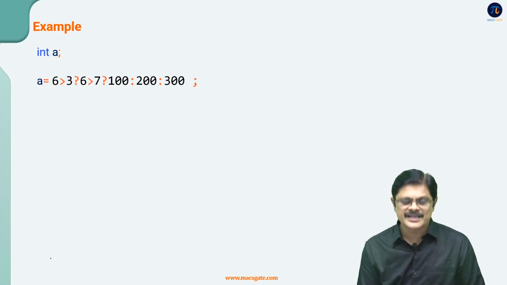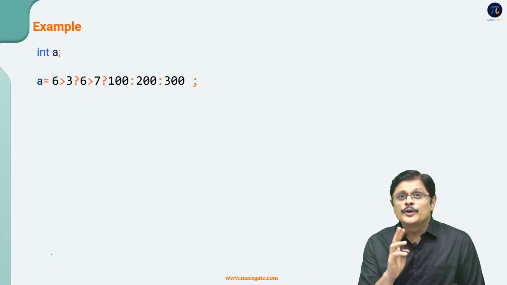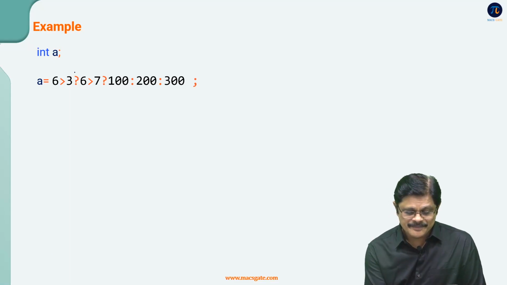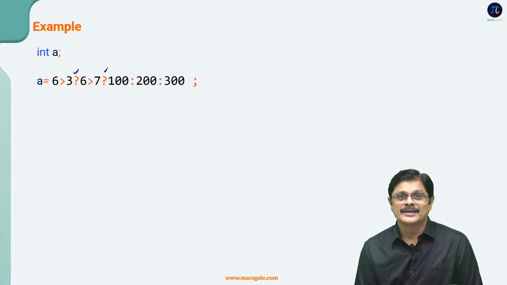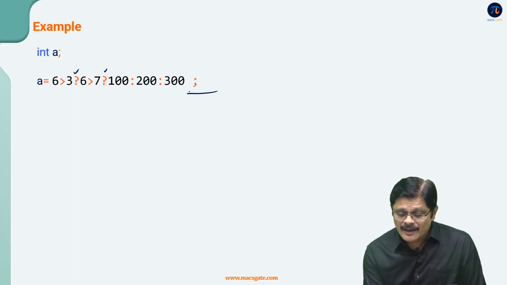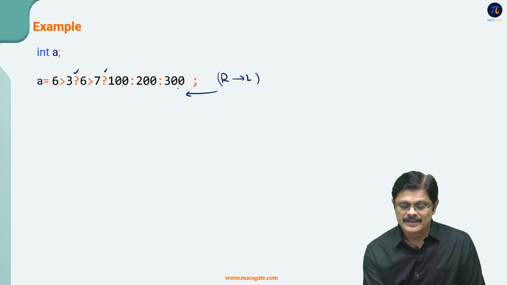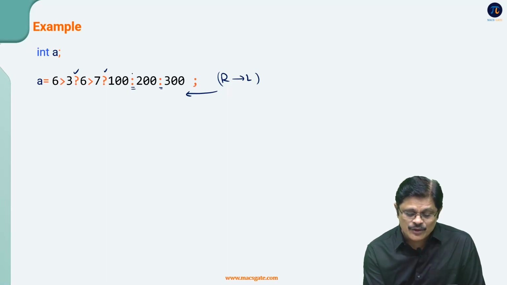Now, let us consider this example. Here we are having two ternary operators, this one and this one. Am I clear? We have to move from right to left. First you start with 300 and you see colon. Then again you see colon. So, for this colon, this is the question mark.